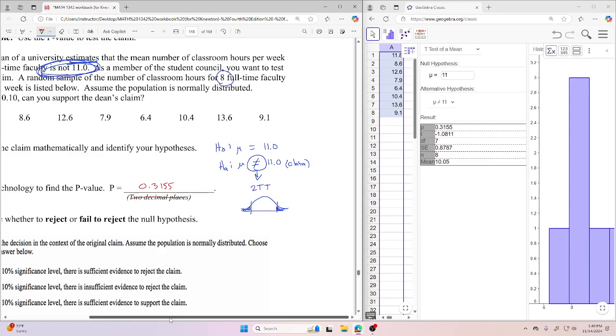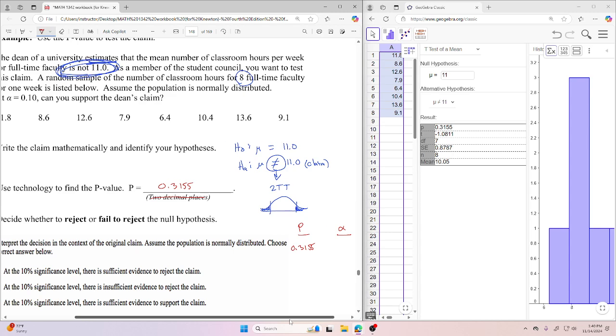Let me get a little bit more room over here. So we got our P and we got our alpha. P was the 3155, and alpha, what was alpha again? Do you remember? The 0.10. Yep, that guy. So I'm looking at which one is bigger. Which one's bigger? P is bigger. 30 is definitely bigger than 10. So P greater than alpha.